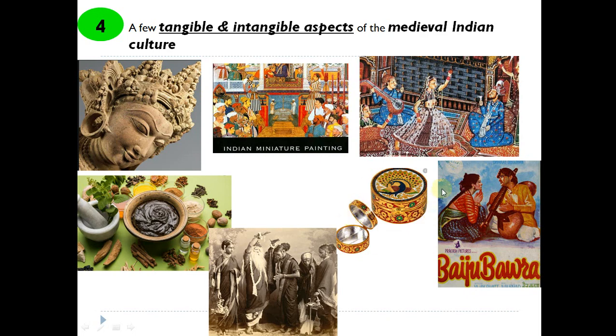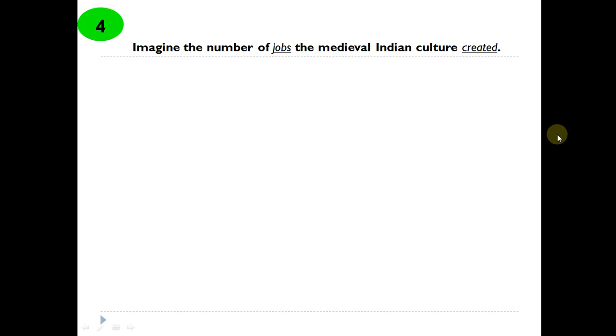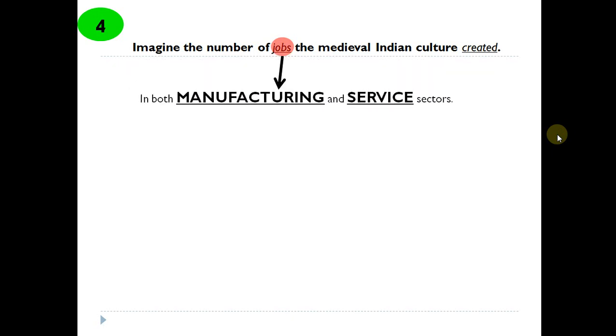This is Meenakari work. So it's a box with Meenakari painting on it. This was the culture of medieval India. You could imagine the number of jobs the medieval India culture created. And these jobs were in both the sectors, manufacturing as well as service.